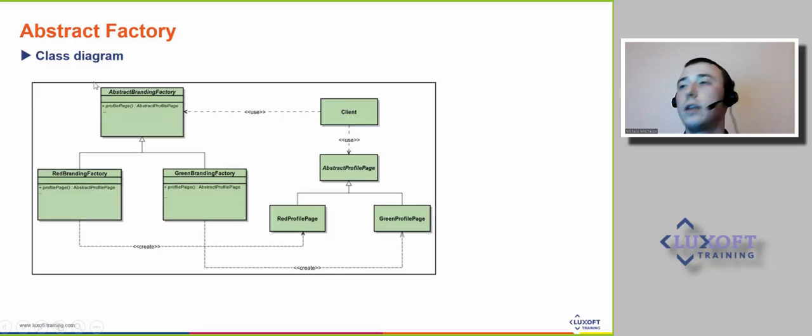The class diagram of abstract factory. Our client uses abstract profile page. So as you saw before in our test method, our client in that case would be our test method. It accepts as a parameter the object of type abstract profile page from the data provider.